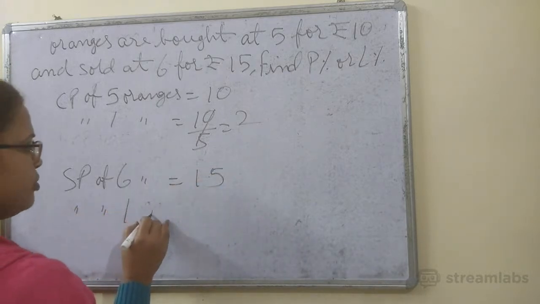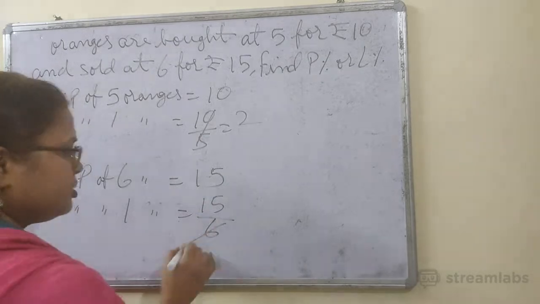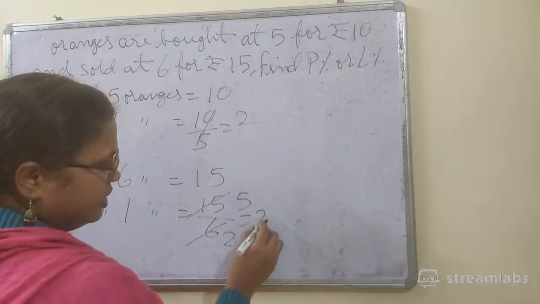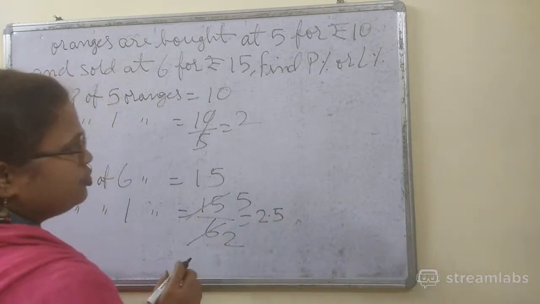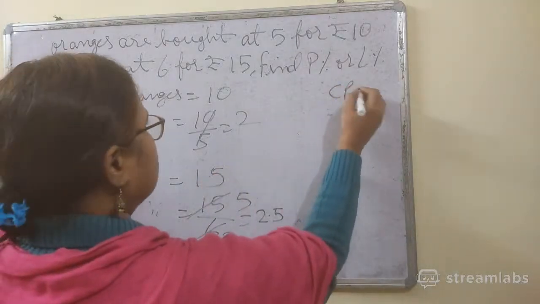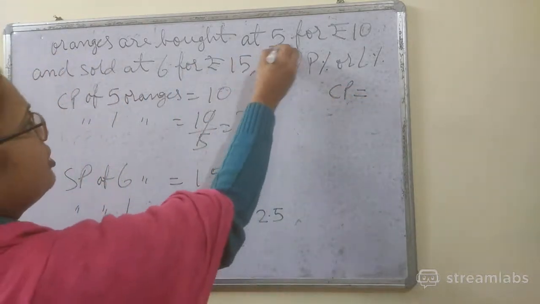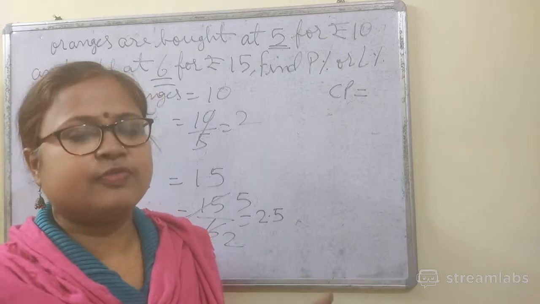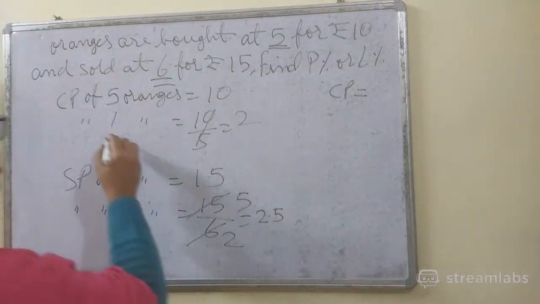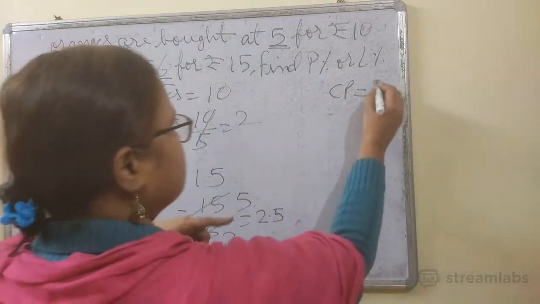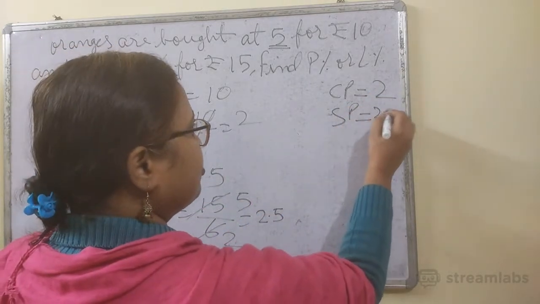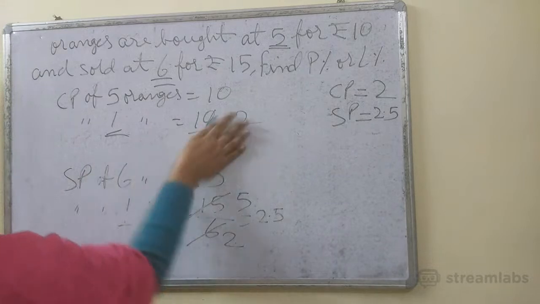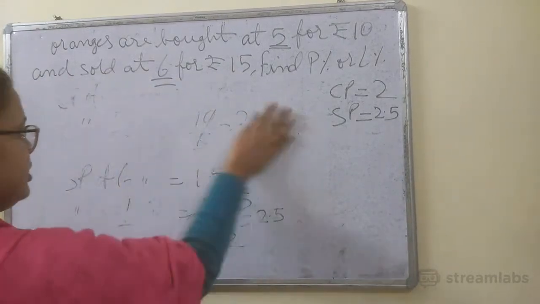So SP of 1 will be equal to 15 by 6, which is 2.5. So CP we have got for 1, because here the numbers are different, here 5, here 6, so we will make it the same, and we will find out for 1 in both the cases. So CP is 2 and SP is here 2.5. Of course now you can tell very clearly whether it is profit or loss. SP is greater, so here it will be profit. Okay, so we will find out profit.